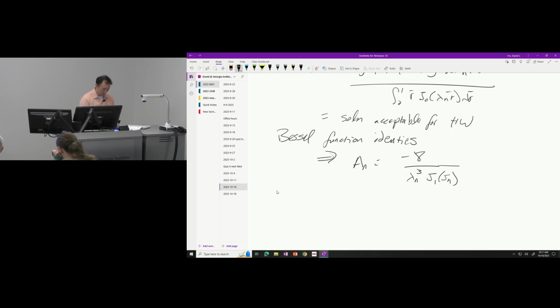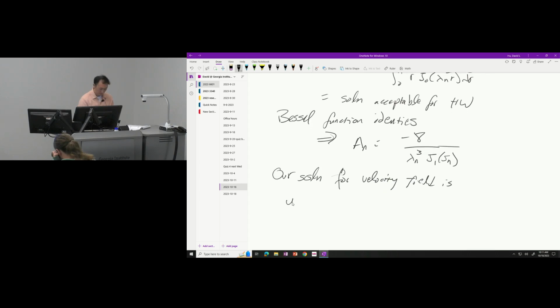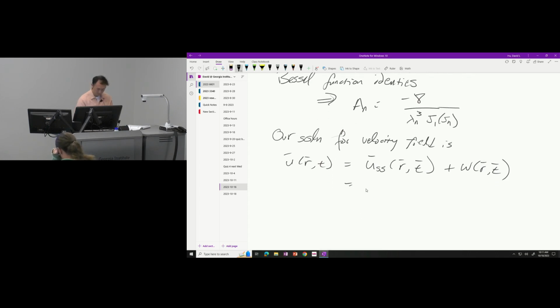So to summarize, our solution for the velocity field: we got our steady state solution, which we wrote earlier, plus w_R of t. Now let's substitute in. So we got 1/4 (1 minus r bar squared) plus an infinite sum.